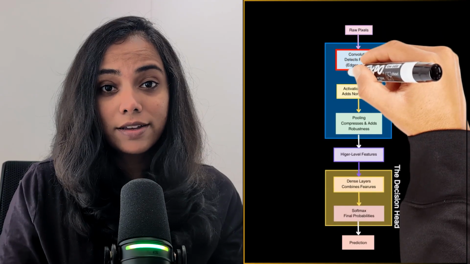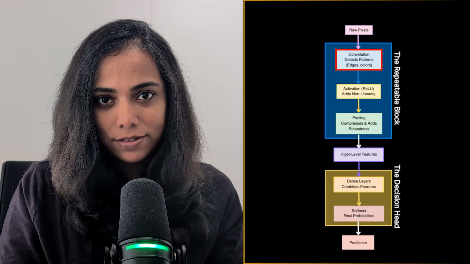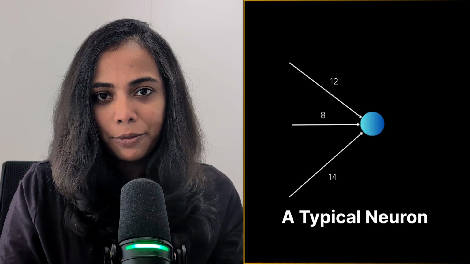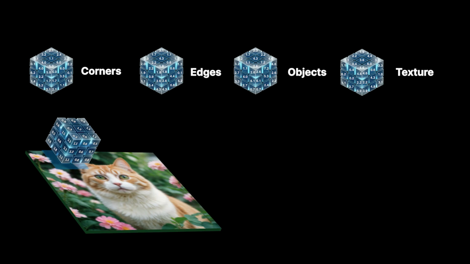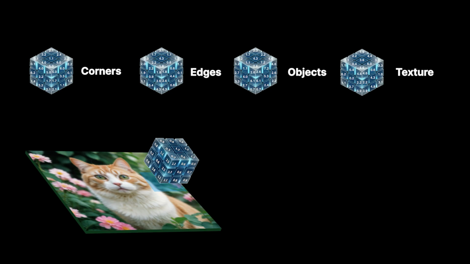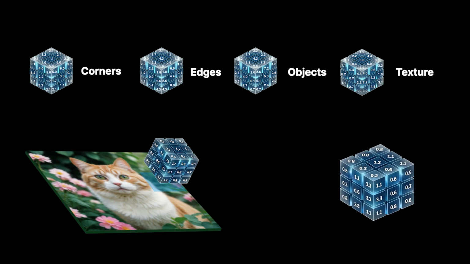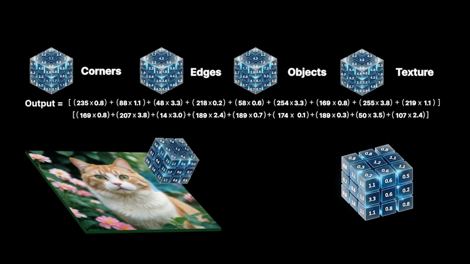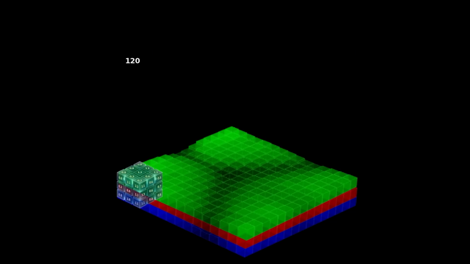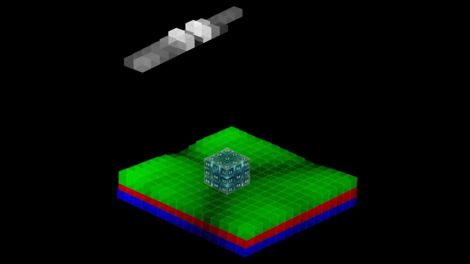A convolution layer is essentially a layer of filters. Unlike a typical neuron, which accepts a number, each of these filters works on a block of pixels in the image. You can think about a filter like holding a small stencil and sliding it across the image like a magnifying glass. Each filter looks at a tiny 3 times 3 square and it multiplies the pixels by its own weights and then it sums them up. That result becomes a single dot or a single pixel in the new feature map.